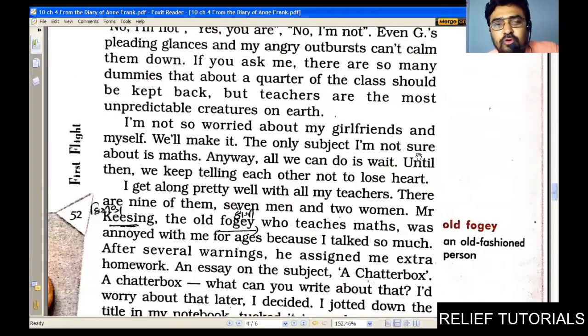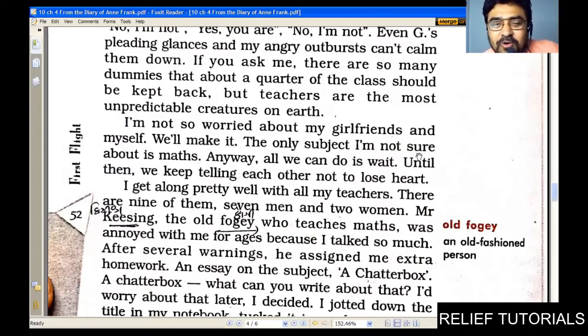"I'm not so worried about my girlfriends and myself." Not that kind of girlfriend and boyfriend, but as there were boys also in the class, she's talking about only girls. And she's quite sure that girls will make it. "The only subject I'm not sure about is maths." Maths is always uncertain for anyone. It is a universal fact and will remain universal up to the end of time.